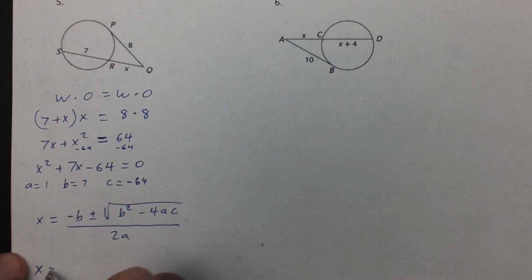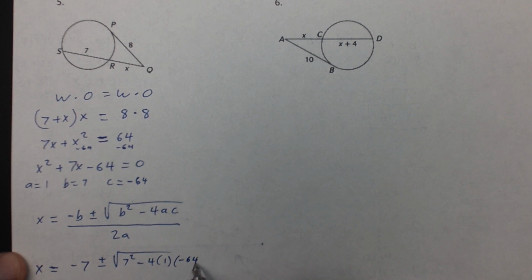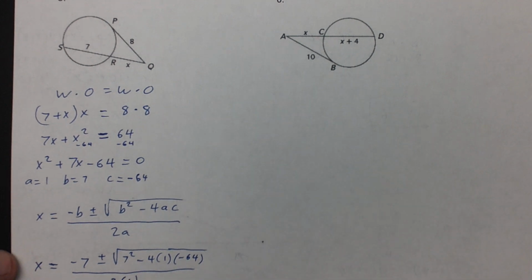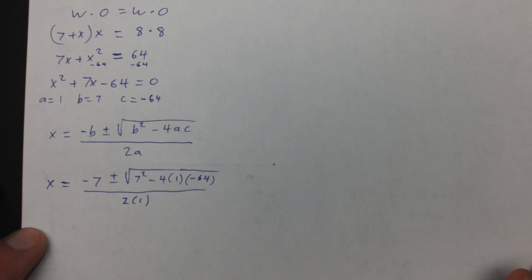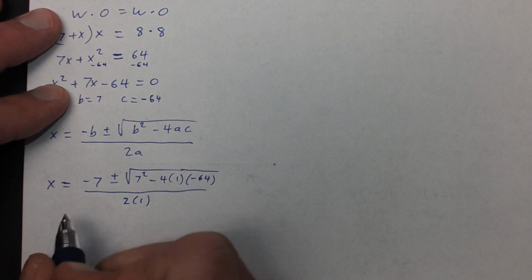So x is equal to, let's see, negative 7 plus or minus the square root of 7 squared minus 4. A is a 1. C is a negative 64. So I'm going to have to be careful with my negatives here. I have a negative and another negative. And then over 2a. So that's 2 times 1, really. Oops, sorry, I wasn't on the screen. Okay, so that is my quadratic formula with the numbers filled in. Now I need to simplify that. I'm going to do that right now.